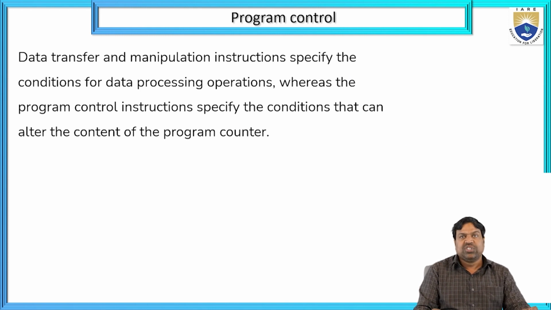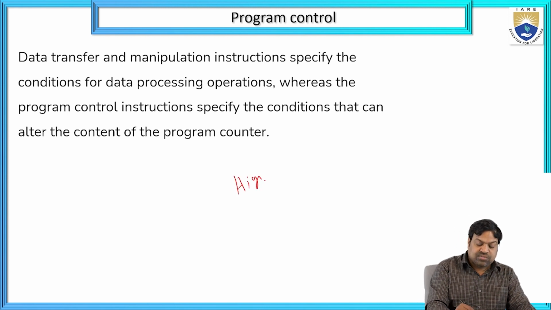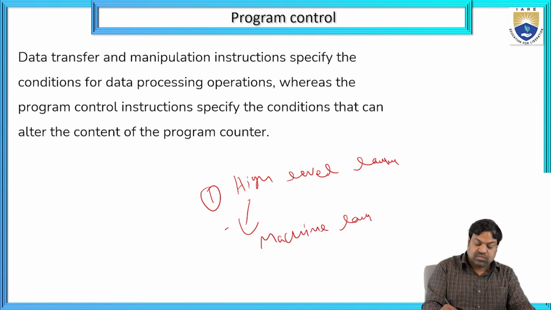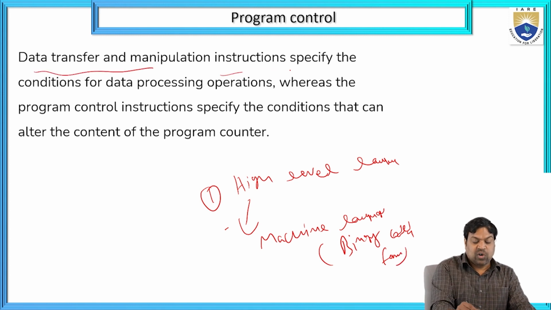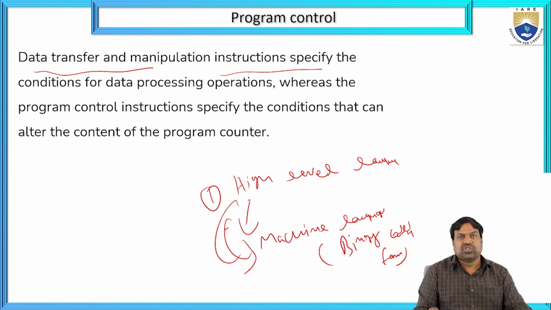Data transfer and manipulation instructions specify the conditions for data processing operations, whereas the program control instructions specify the conditions that can alter the content of the program. Any high level language we convert to machine language, that is the binary coded form. Data manipulation instructions specify the conditions for data processing operations, whereas program control instructions specify the conditions that can alter the content of the program counter.